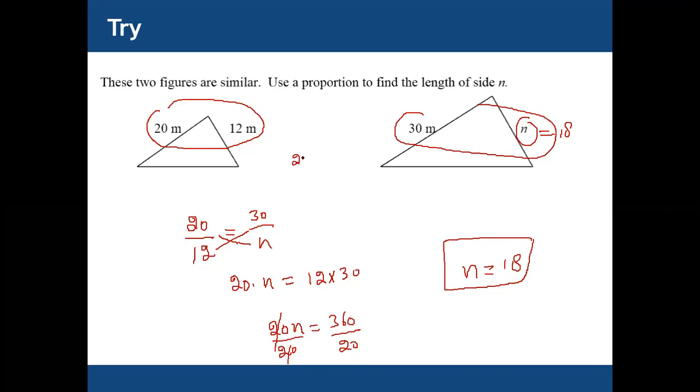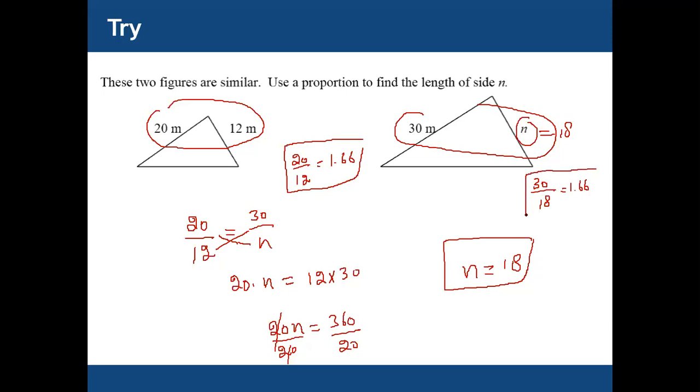Now find out if their ratios are the same or not. 20 divided by 12 equals 1.66. What is the ratio of the other two sides? 30 divided by 18, which is also 1.66. Clear? Clear, guys? Yes, sir. Okay, good.